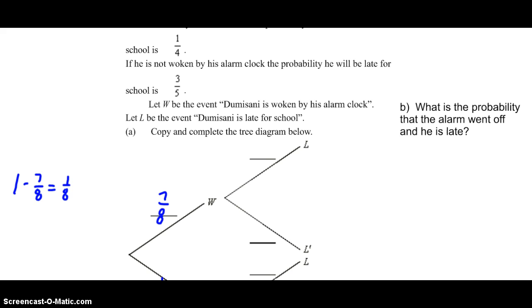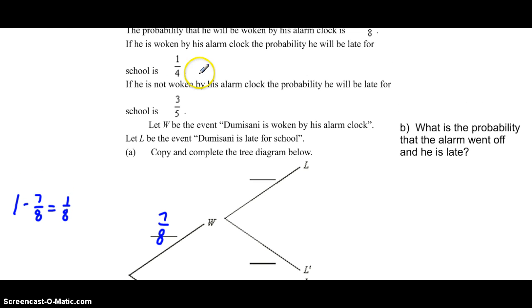Now L is he's late for school. So the probability that he's woken by his alarm clock and he's late for school, they give us, is 1/4 of the time. And we can uncover the other option where he's woken by his alarm clock but not late for school. And again, that'd be 1 minus 1/4, so that would be 3/4.